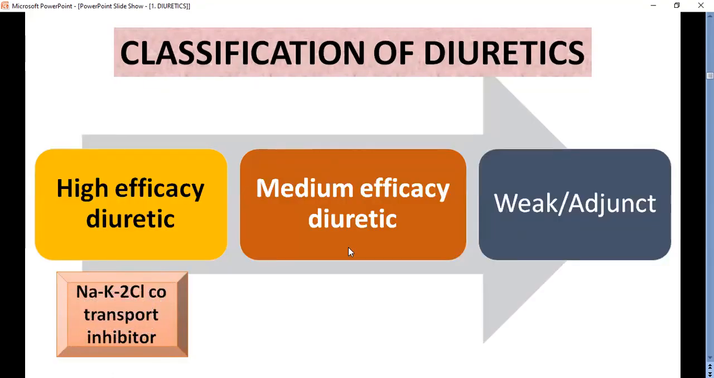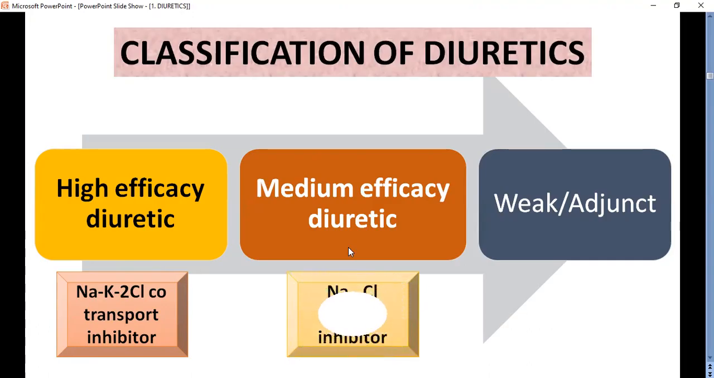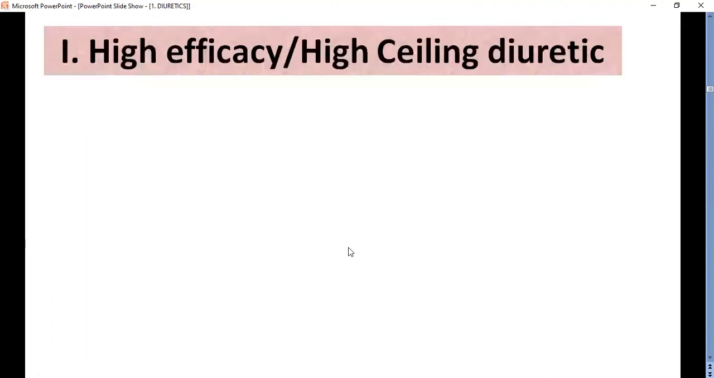Some are high efficacy diuretics, like sodium potassium 2 chloride transporter inhibitors. Medium efficacy diuretics, these are sodium chloride symporter inhibitors. Some are weak or adjunct diuretics like spironolactone. High efficacy diuretics are also known as high ceiling diuretics. These have maximum diuretic capacity.